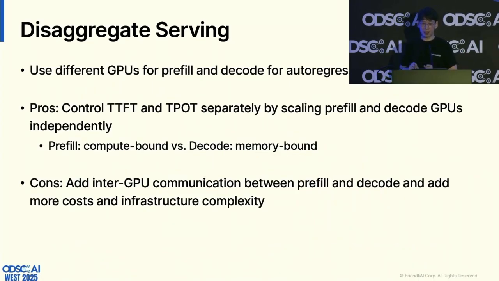Now, disaggregated serving is the last performance optimization I'm going to talk about. Disaggregated serving uses separate GPUs for prefill and decode. And this allows us to scale and control TTFT and TPOT independently. However, it adds GPU-to-GPU communication and adds more cost and infrastructure complexity. From our experience, depending on your workload, it can sometimes be worth it, but other times, the cost outweighs the benefit.